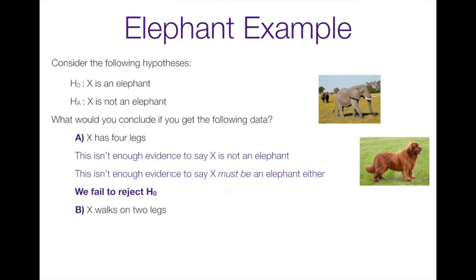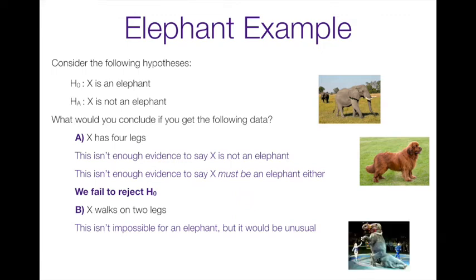What if instead we're told it walks on 2 legs? Well, this isn't impossible for an elephant, right? Trained circus elephants can do that, but it would be pretty unusual. Your typical elephant isn't going to be walking around on 2 legs. So, in this case, this is sufficient evidence to say it's not an elephant. So here we would reject the null hypothesis.